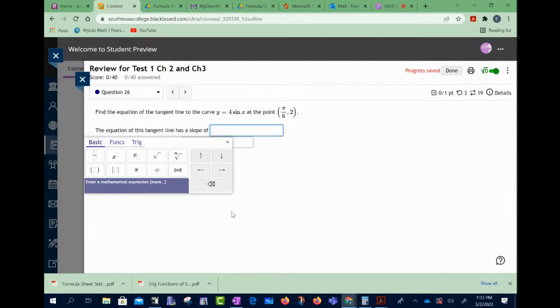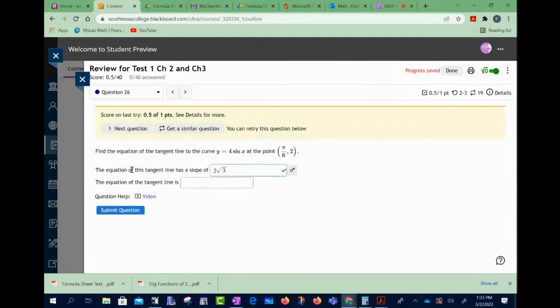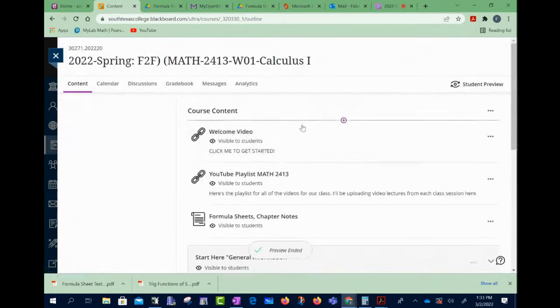Let me see. So wouldn't it be 4 times the square root of 3 over 2? So it would be 2 square root of 3? Well, I guess that. All right, here, submit. There you go. Yeah, but it looks like we can enter it in, right? So you can do it the long way if you want to. That's really what I'm doing there. Okay. All right, just checking. Okay, get out of here.